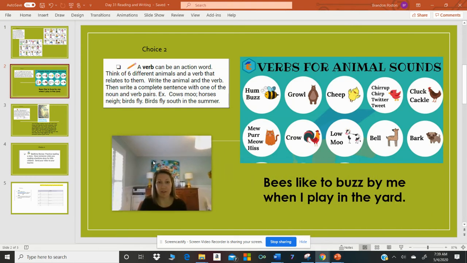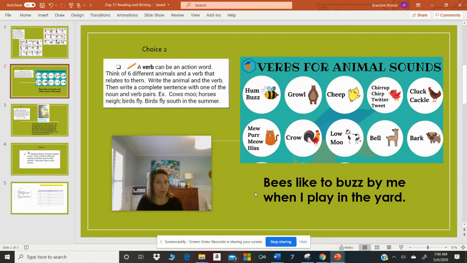A verb can be an action word. Think of 6 different animals and a verb that relates to them. Write the animal and the verb. Then write a complete sentence with one of the noun and verb pairs. Example, cows moo, horses neigh, birds fly. And then the sentence they gave you was birds fly south in the winter.